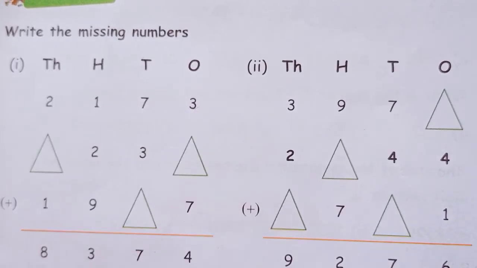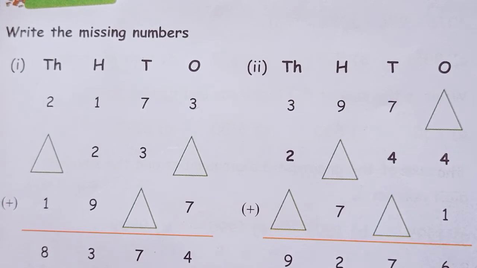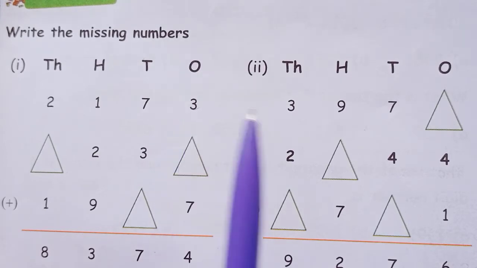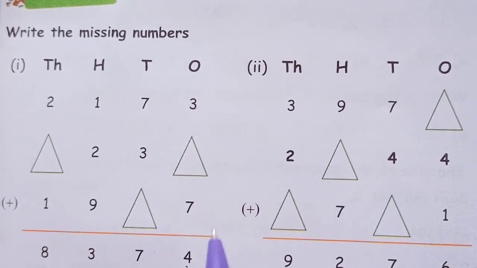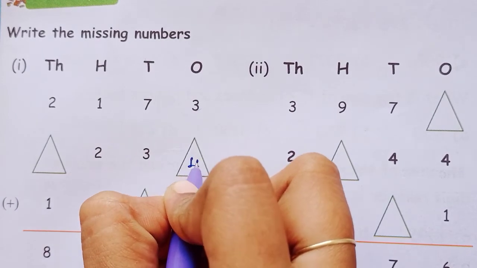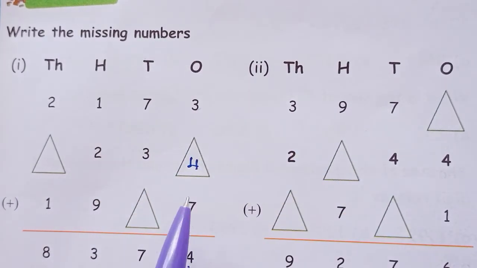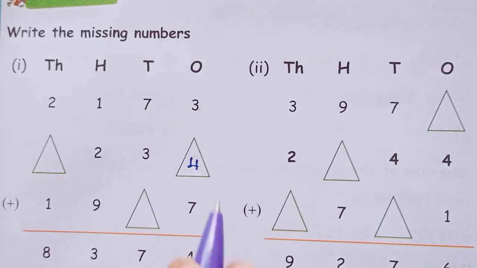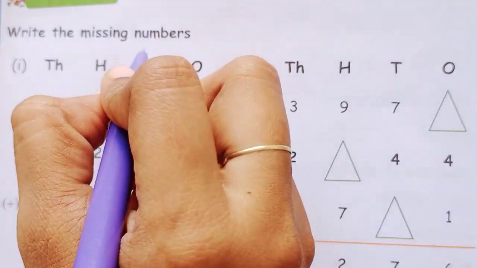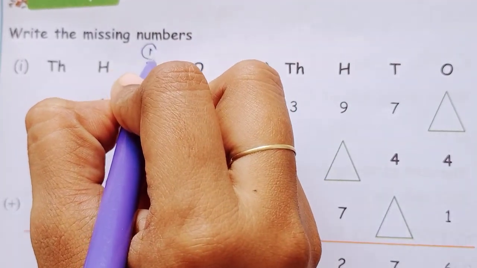7 plus 3, 10. But they have given 14, with 4 here. Now we have 10, but we want 14, so you write 4 here. Now see here: 7 plus 4, 11. 11 plus 3, 14. 4 is here. The remaining 1, you carry over to the tens column.